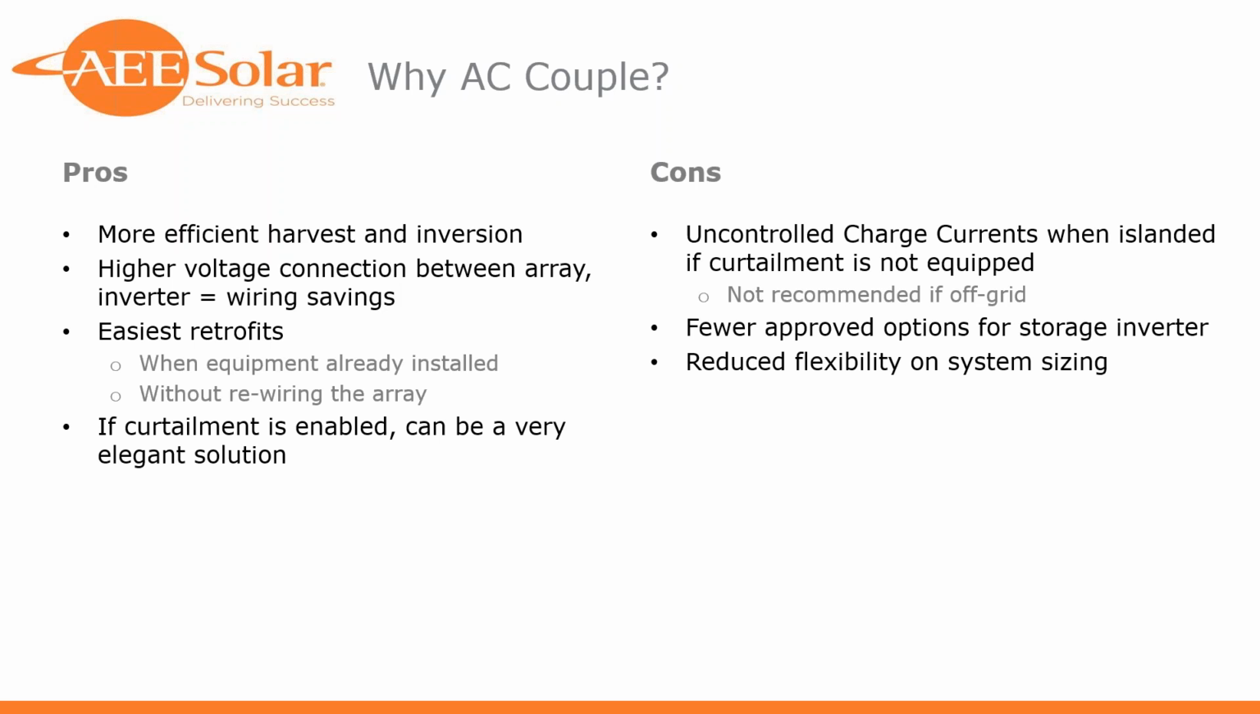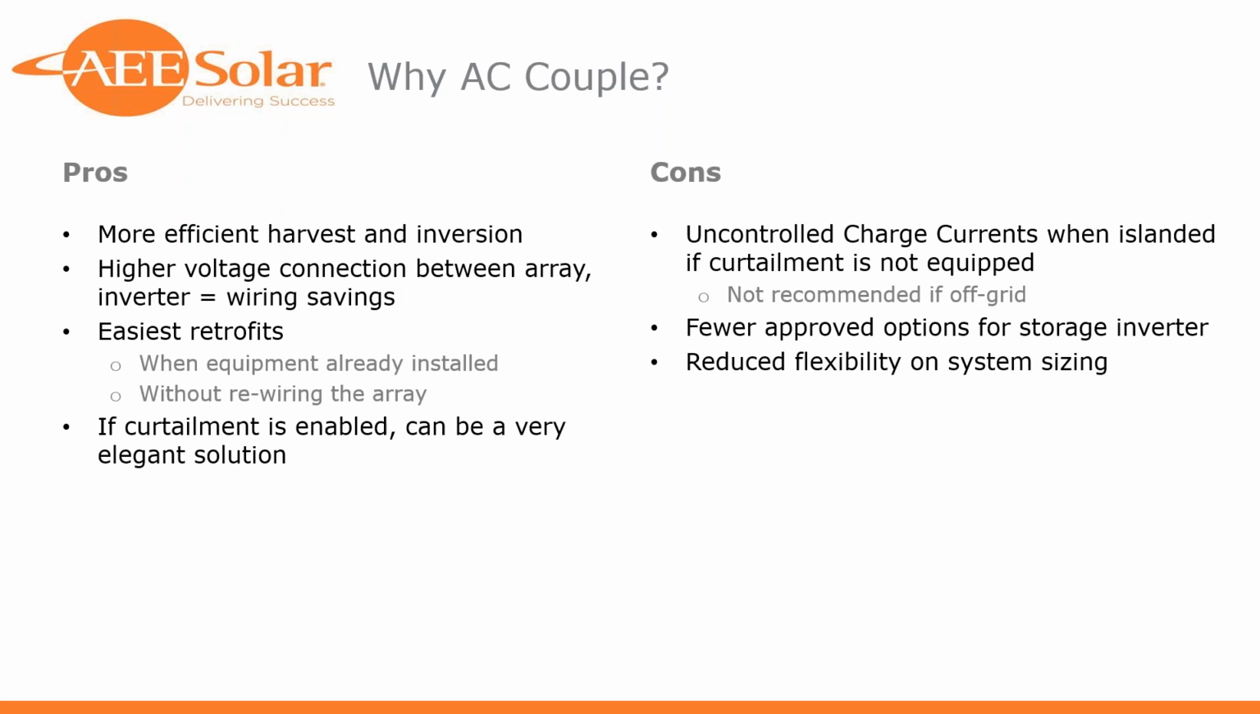I'll add in the pro side here, if curtailment is enabled, it can be a very elegant solution. If you've got a PV inverter that's capable of doing curtailment, it can be a really elegant solution. On the con side, and we're going to get into this in a second, uncontrolled charge currents. Try saying that three times fast. Uncontrolled charge currents when islanded if curtailment is not equipped.